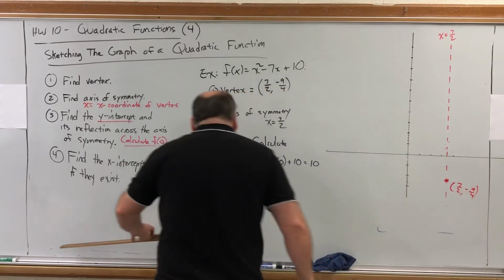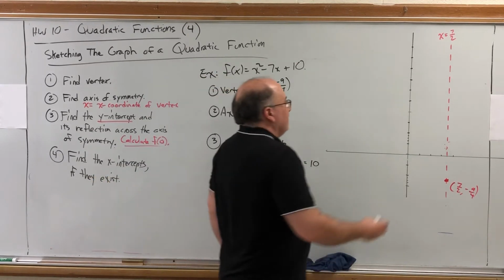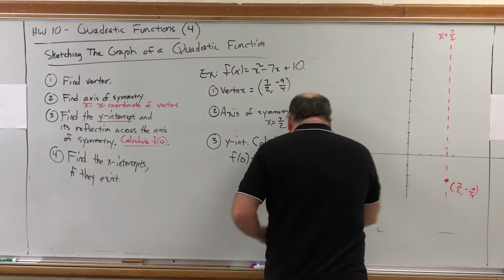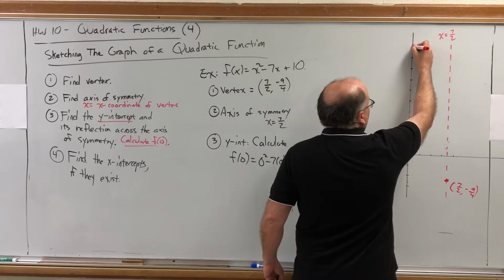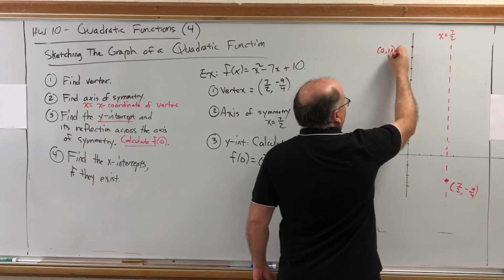All right, so let's pretend this is how it started the whole time. Now we can plot our y-intercept. It's way up here. Let's plot it in red at (0, 10). I'll write the coordinates over here.